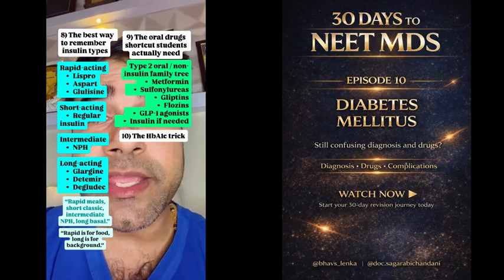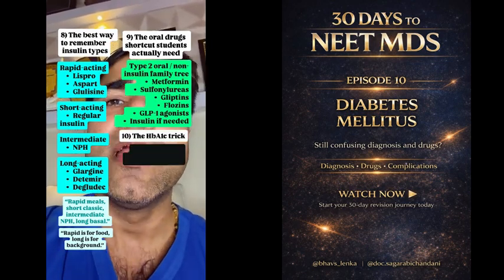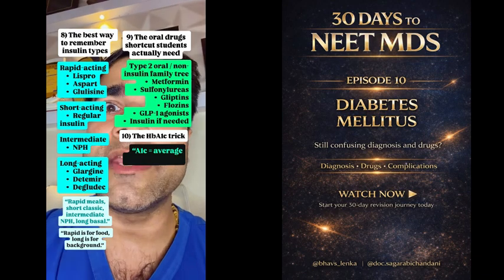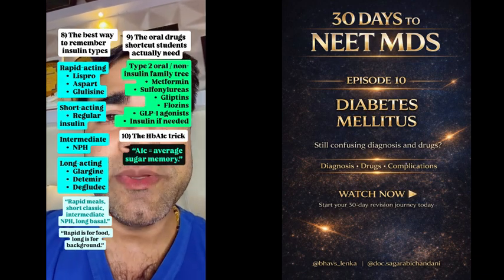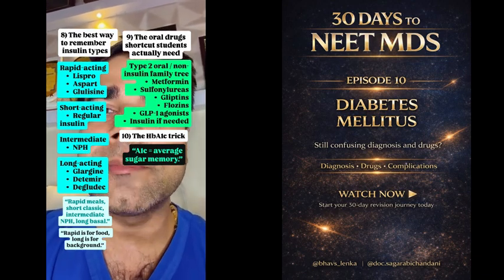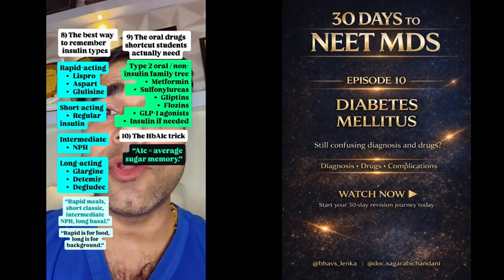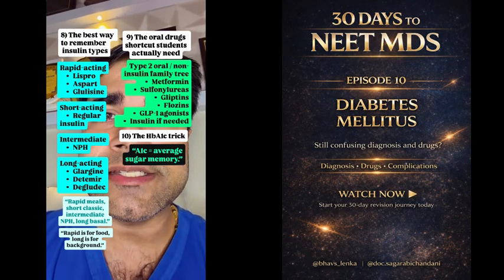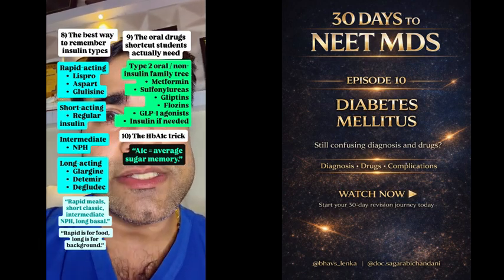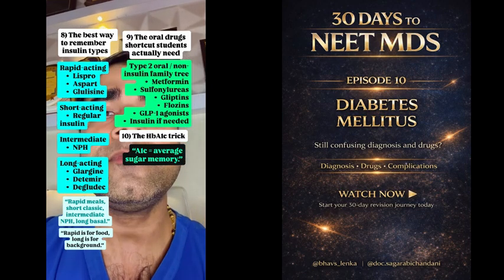Next, the HbA1c trick. Mnemonic, A1c is equal to average sugar memory. HbA1c reflects longer term glycemic exposure and is one of the accepted diagnostic tests when it is 6.5% or higher.